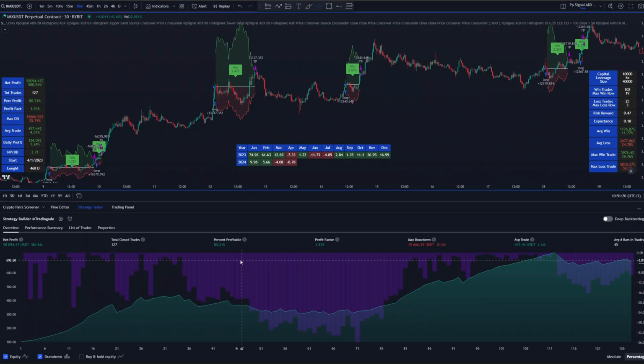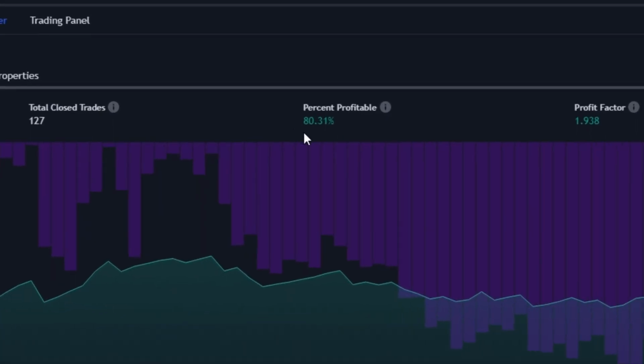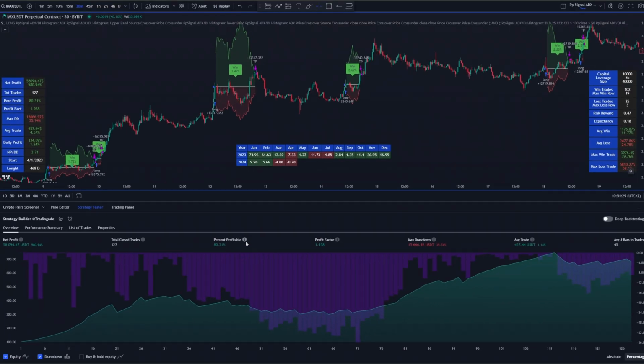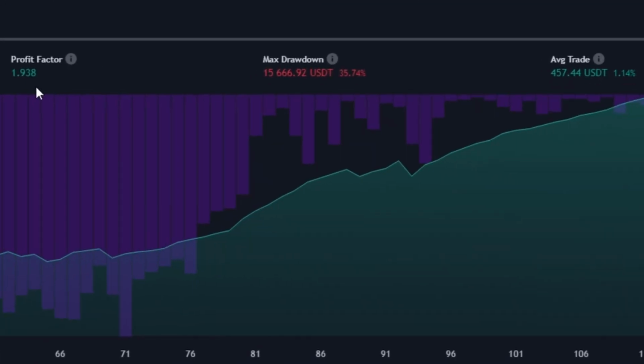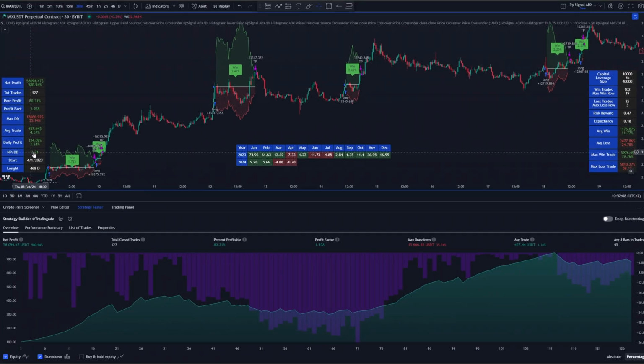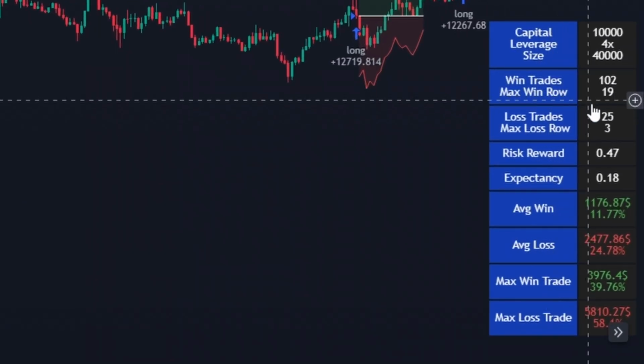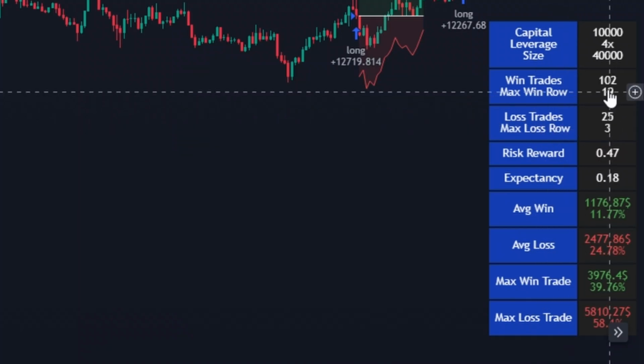And I know that your attention was grabbed by this 80% win rate, and I can get it because it's absolutely high win rate. Then we have a net profit of 580%, 127 total closed trades, 1.93 profit factor, 35% max drawdown, and 1.13 average trade. Net profit slash drawdown 3.71. And another impressive parameter is this one, max win row 19 and max loss row 3, which is something spectacular.